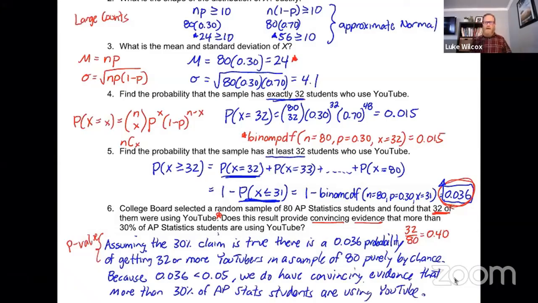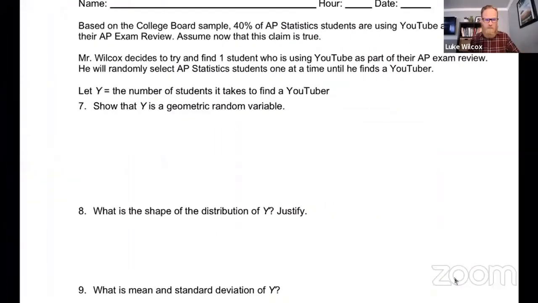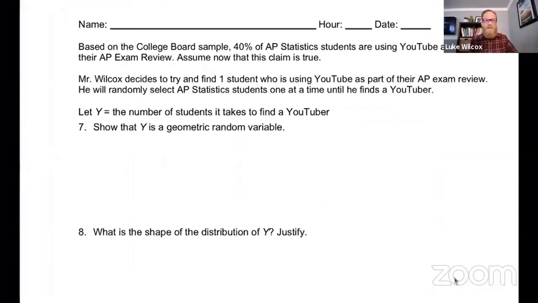All right, so that wraps up the big idea of a binomial random variable. And remember, the second learning target we have is to investigate this idea of a geometric random variable. So let's slide over to page 2 of the activity here. I've got a little bit of a setup here. It says, based on the College Board sample, 40% of AP Statistics students are using YouTube as part of their AP exam review. Assume now that this claim is true.